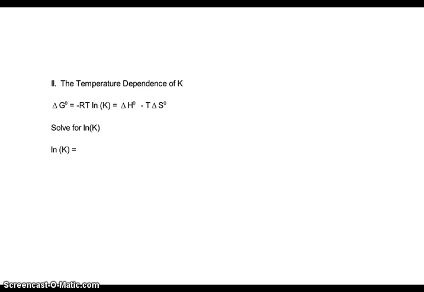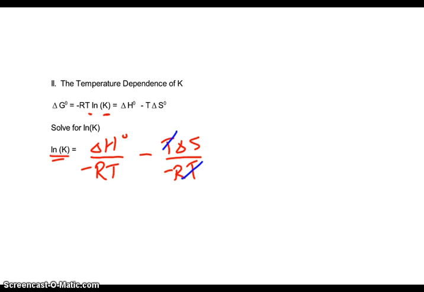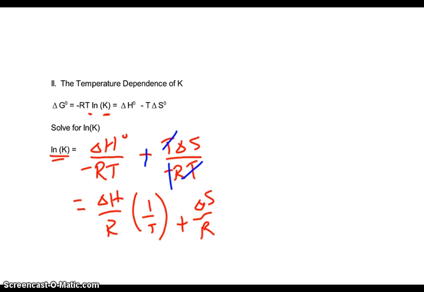All right, so what I'm going to do here, I want to solve for K. I want to see how K and T are related. So I'm going to go ahead and divide both sides by negative RT. So natural log of K is delta H naught divided by negative RT minus T delta S over negative RT. You probably noticed something. The T's cancel out. These become positive. And I just want to rewrite this again. So it's delta H over R times 1 over T plus delta S over R.